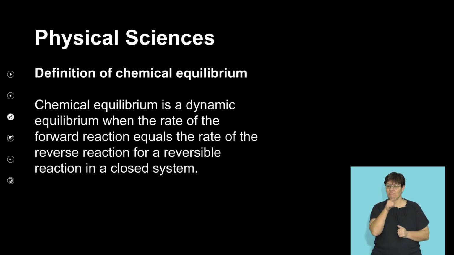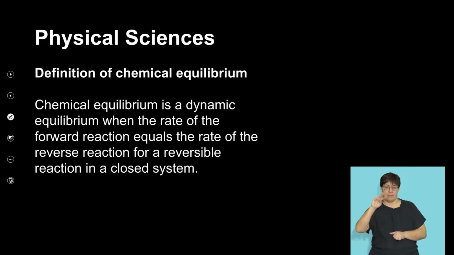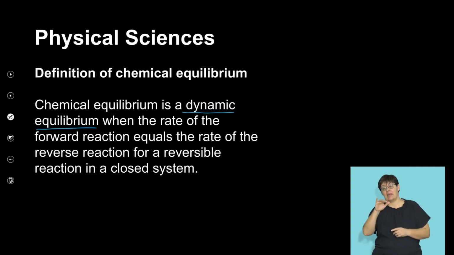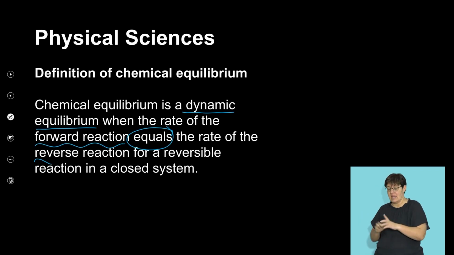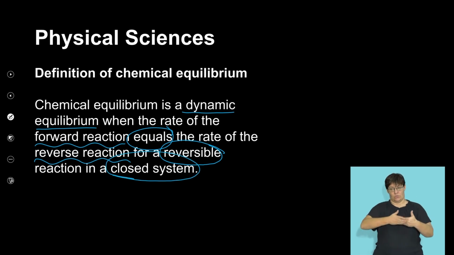And that brings us to the actual definition of chemical equilibrium. Chemical equilibrium is a type of dynamic equilibrium when the rate of the forward reaction equals the rate of the reverse reaction. It must happen in a reversible reaction, and it will only happen in a closed system. So the rate of the forward reaction must be equal to the rate of the reverse reaction.